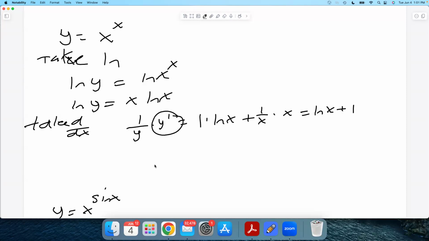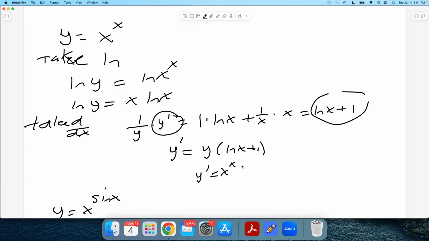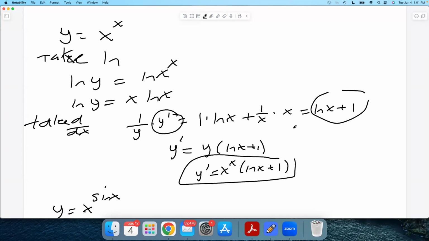This is who I'm trying to get by himself, so multiply that y over. So y prime will be y times ln of x plus 1. So I'm multiplying into here. But I know what y is. It's this. So that's what we get.